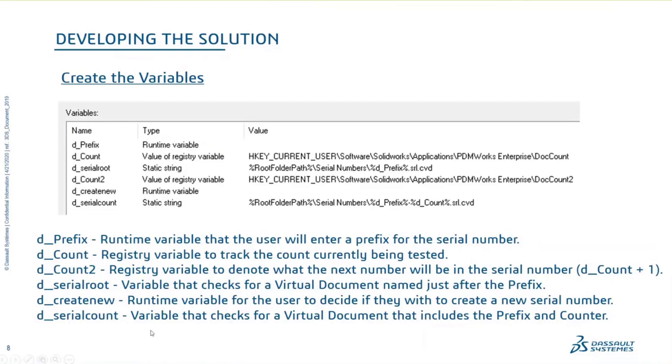And then this last variable is the count. So this is going to check for a virtual document that has the prefix and the counter. If we look here on the serial count, this is combining the prefix and the current count to give me my search, whereas this one is just searching for the prefix.